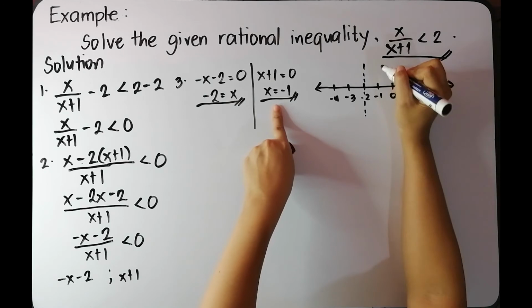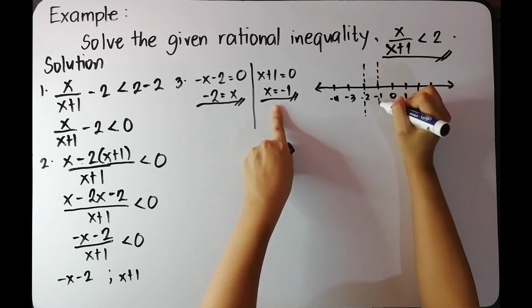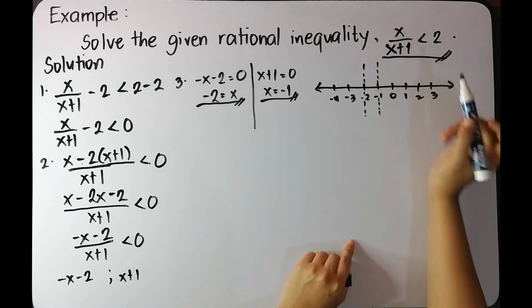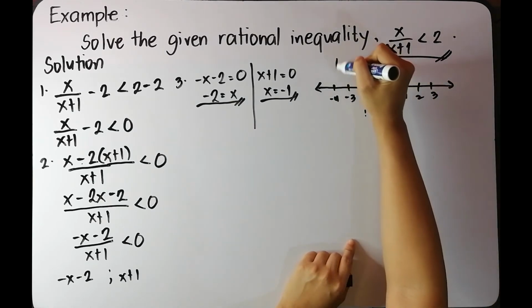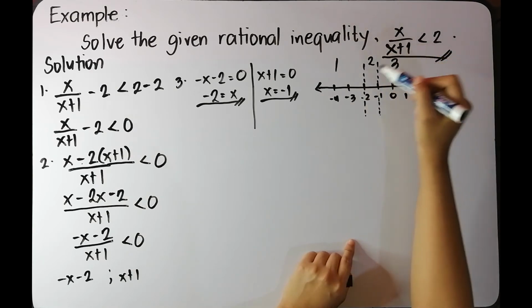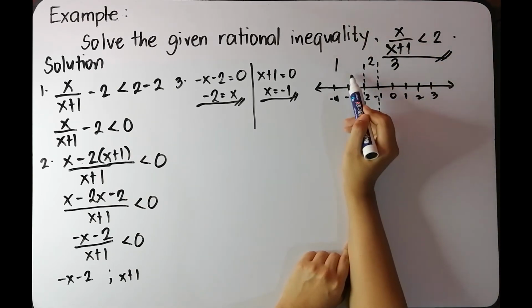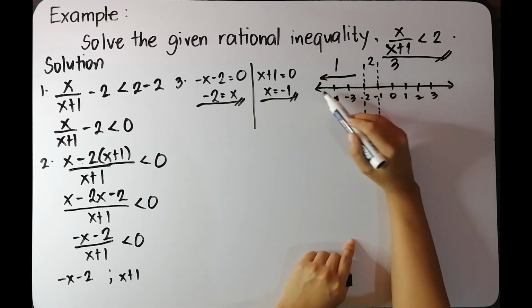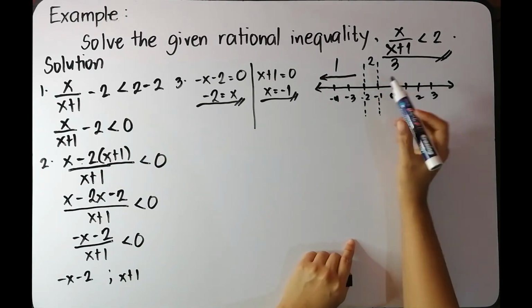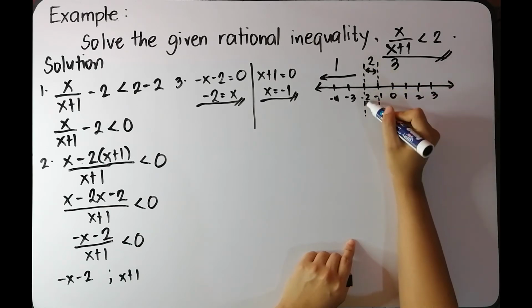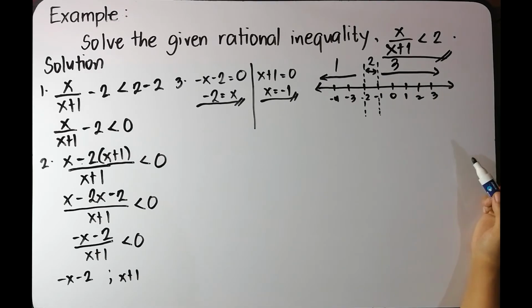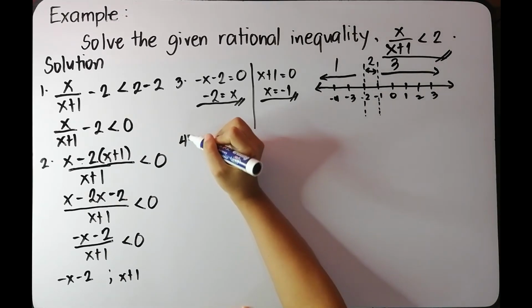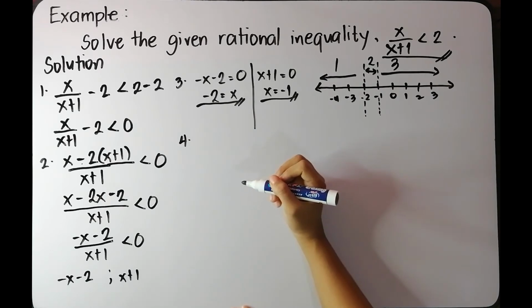Then negative 1, so we have here. So that means this number line is divided into 3. So this first, second, and third. So we have 3 intervals. What are those? So this interval, negative infinity to negative 2. And then this interval, negative 2 to negative 1. And then negative 1 to positive infinity. So those are, we are going to use that in the fourth step, which is testing the intervals.